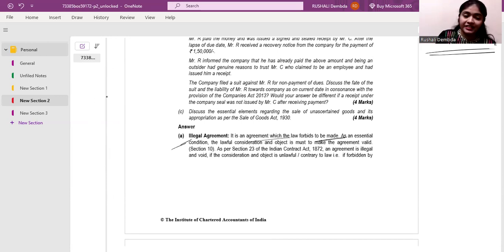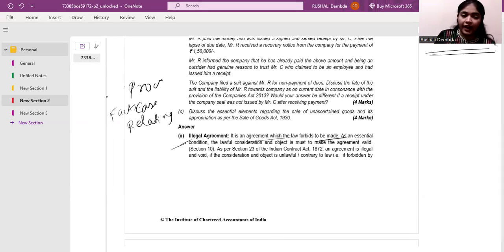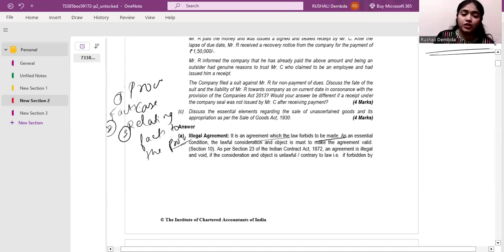Now, how do we discuss that? We'll be presenting the paper as follows. First, we'll write the provision. Then the facts of the case. Then we'll be relating the facts to the provision. This is your point 1, this is your 2, and this is relating the facts to the provision. Then you'll be giving a conclusion.